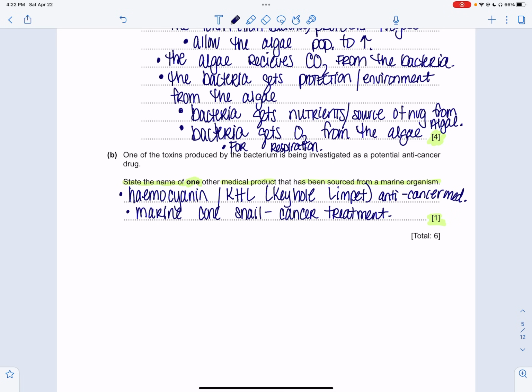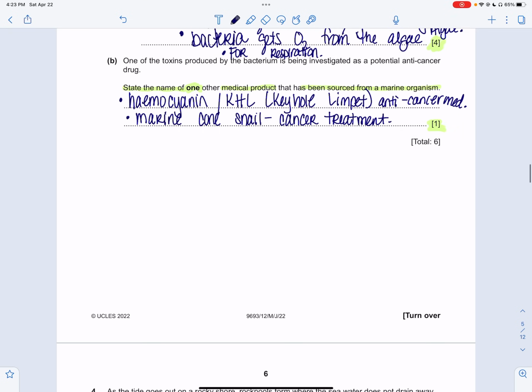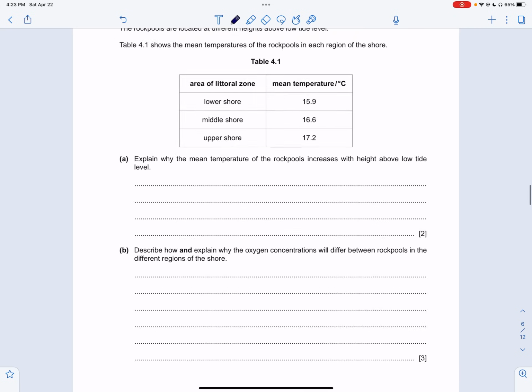Now there's a whole bunch. There's medicine for arthritis, medicine for schizophrenia, medicine for Alzheimer's, potential vaccines against certain things. There's like pain relief. There's so many, and it's all in 4.3. Yay. All right, I like this question a lot.